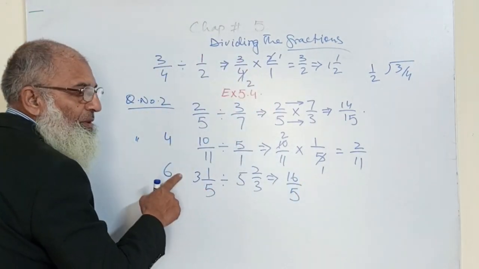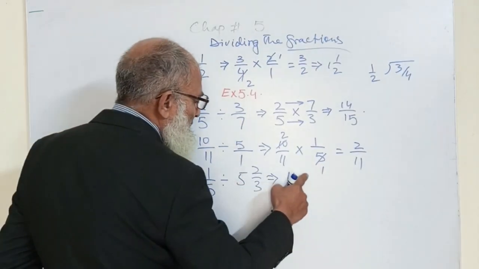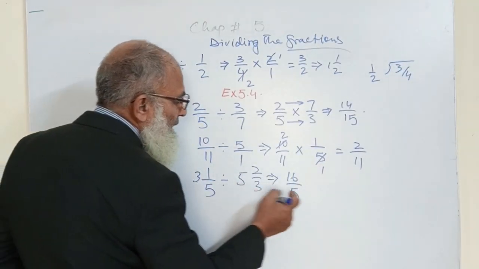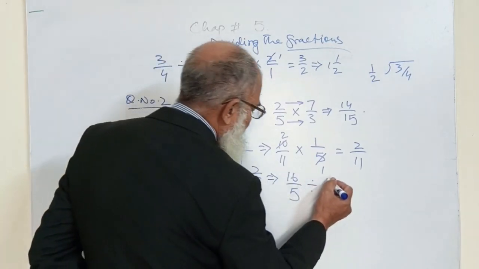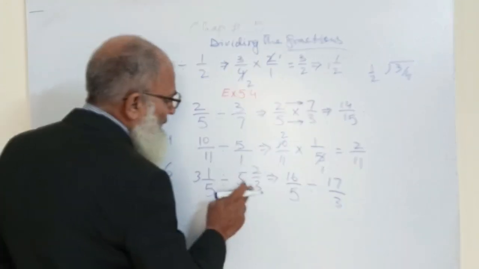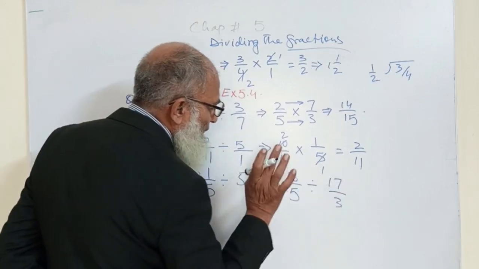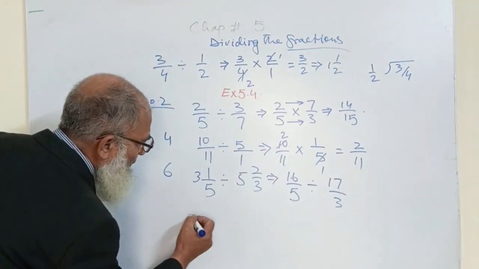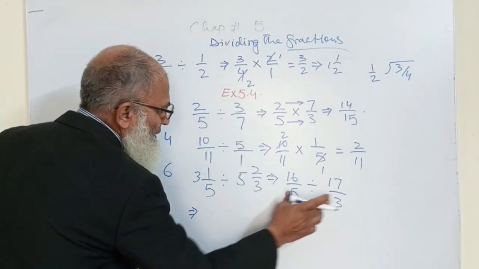3 5 times 15, 15 plus 1 is 16, 16 upon 5. Similarly, 3 5 times 15 and 15 plus 2 is 17, so it is 17 upon 3. So we'll proceed. Now these are our two fractions.